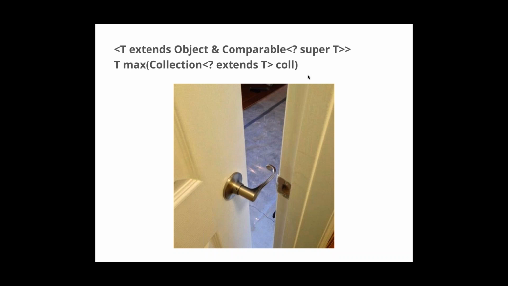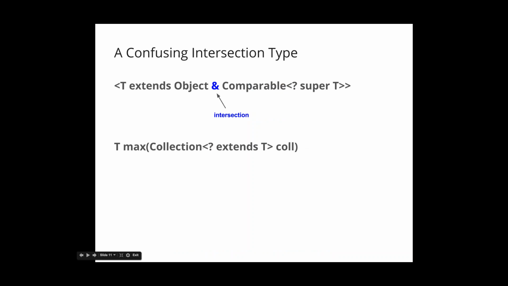So let's take a quick look. You can recognize the intersection, right? We've got the and symbol here. So we say T extends Object and Comparable. But you may be wondering, well, how can you have a Comparable Object? Surely it must be an Object already. So what's the point of having Object and Comparable here? This is really silly.